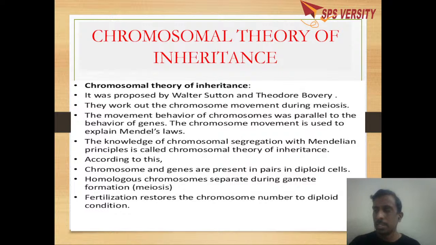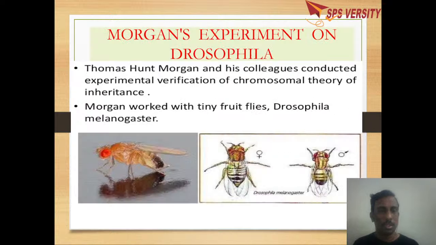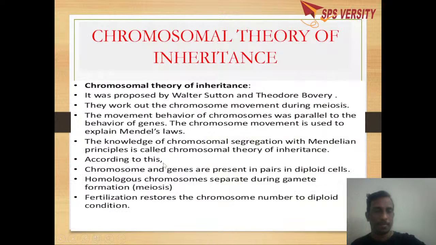So now we are going to discuss the chromosomal theory of inheritance. After Mendel, a lot of development happened in the field of genetics. After Mendel's work, the next theory was proposed by Walter Sutton and Theodor Boveri. They worked out the behavior of chromosomes during meiosis.